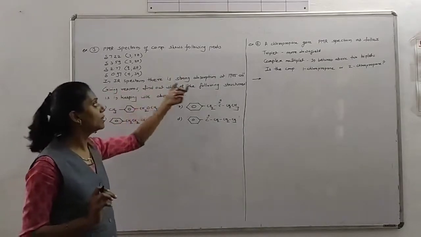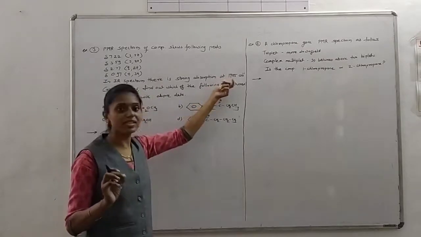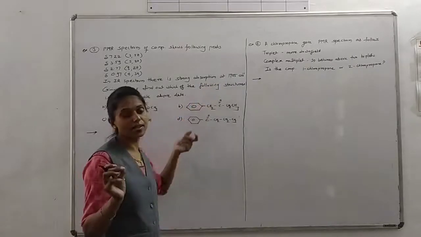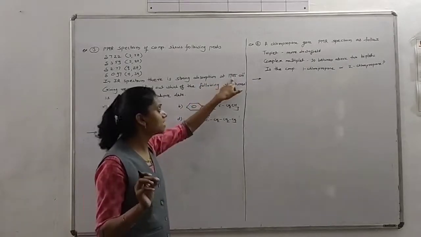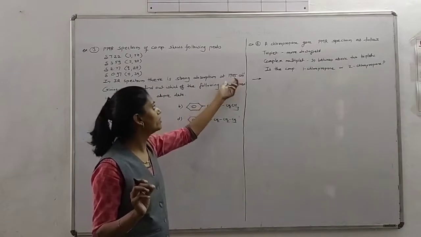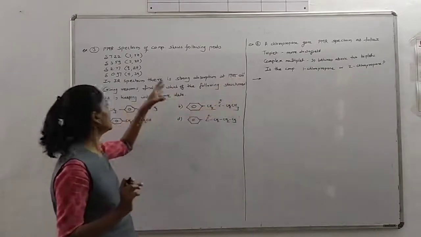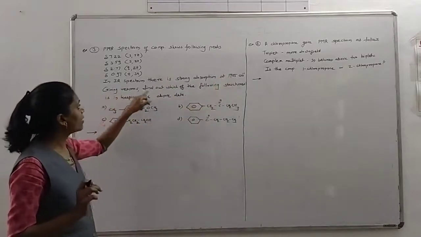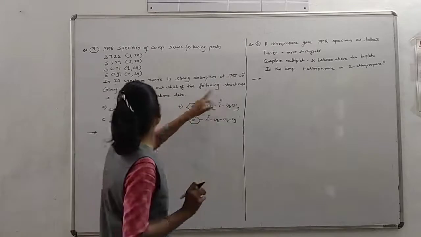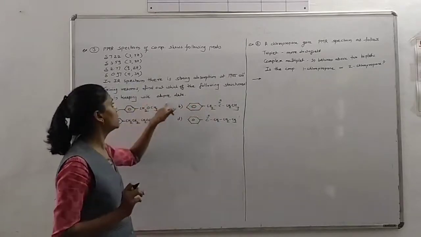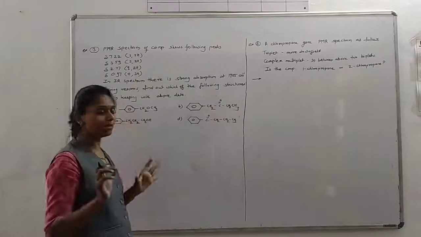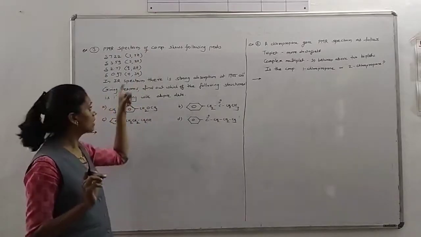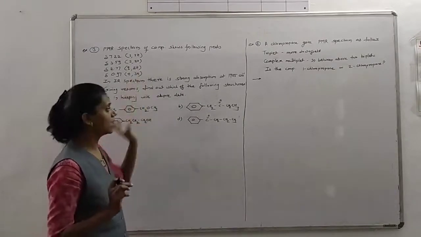Actually, the carbonyl group is nearly 1700, and the carbon-carbon double bond is nearly 1600. So here it is approximately 1700, so there is maybe the possibility of a carbonyl group. Given these results, find out which of the following structures is in keeping with the above data. Keep this data in mind and tell which structure is confirmed for this data.